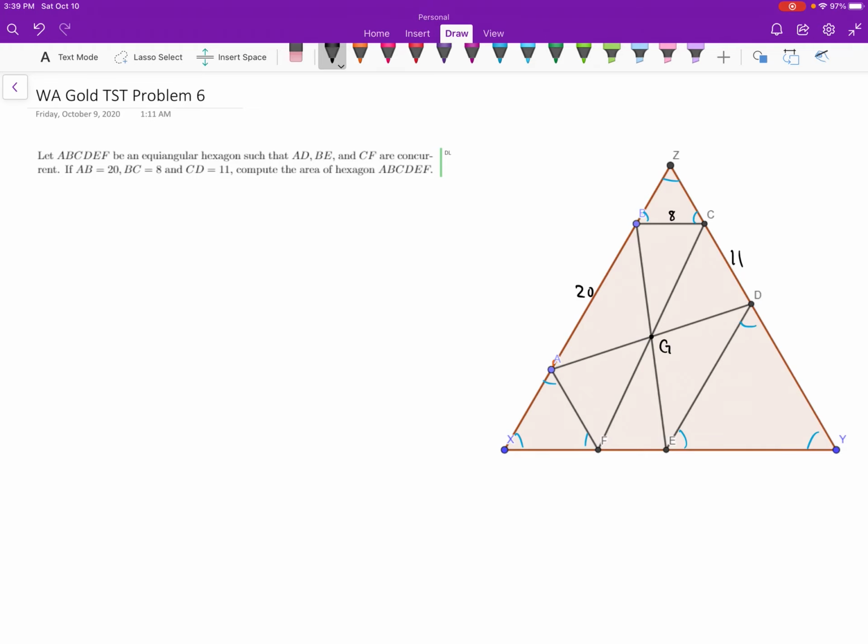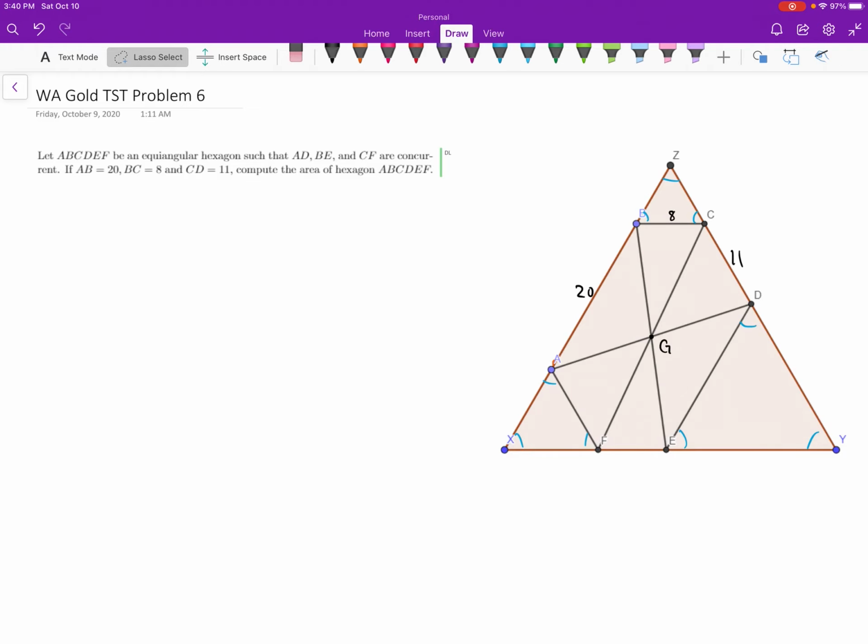And this is helpful for two reasons. The first one is it gives us a way to compute the area of the equal angular hexagon, and you'll note that that's exactly what the problem is asking for. The way we do this is to calculate the area of the large equilateral triangle, XYZ, and then subtract the area of each of these smaller equilateral triangles.